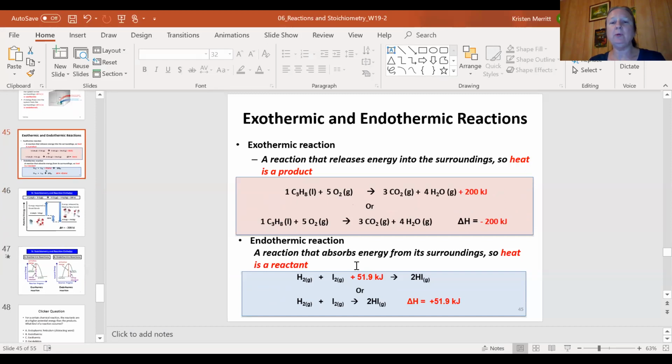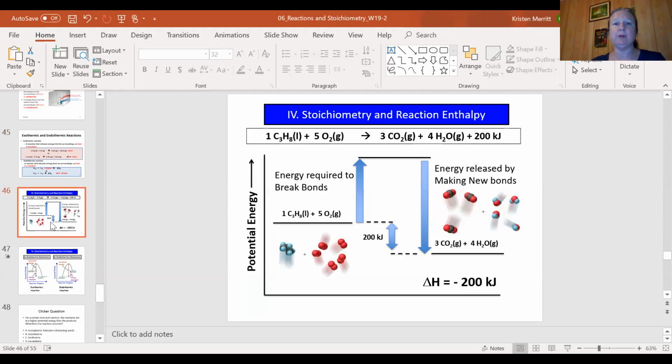So we can use that energy just like we use any of the other molecules in our balanced equation. It's just that the unit is kilojoules or joules, usually kilojoules. We're not using moles, we're using an energy unit.